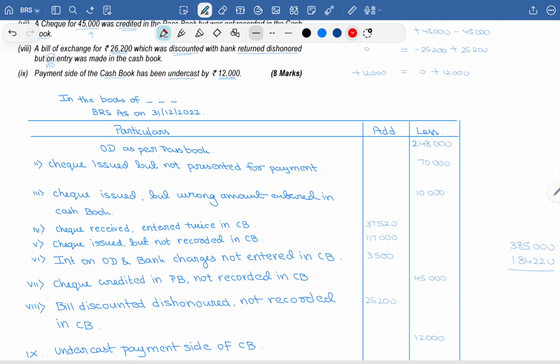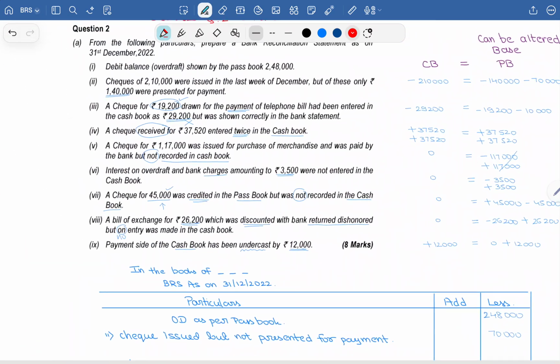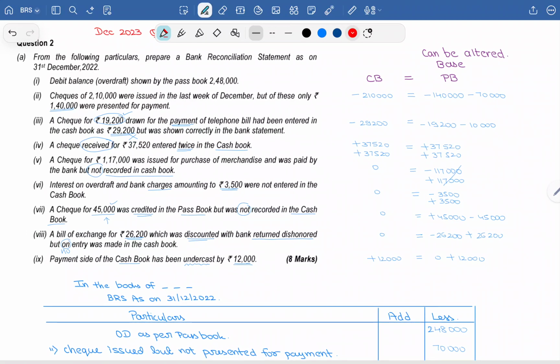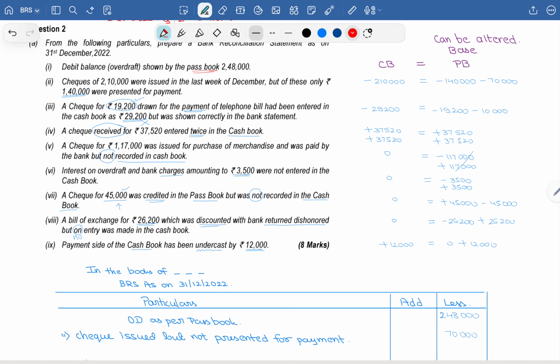Okay, so this is a simple answer for this 8 marks question. This is how you have to analyze these adjustments relating to bank reconciliation statement. One thing we have to remember: whatever is the base given in the question, balance as per cash book or balance as per passbook, only that base can be altered to make the balance as per cash book equal to balance as per passbook. That is nothing but your bank reconciliation statement.